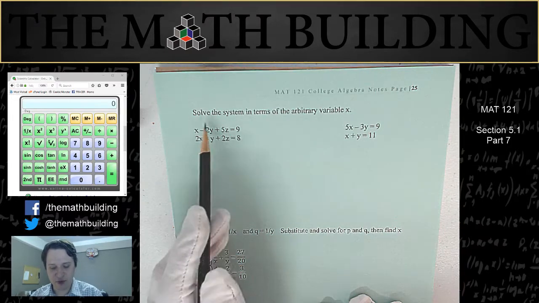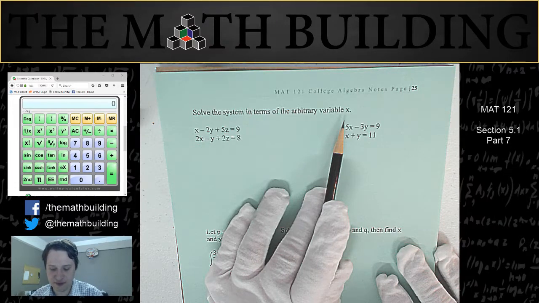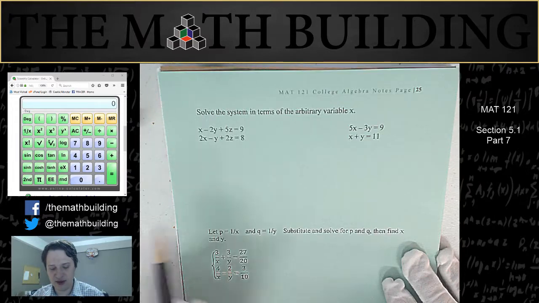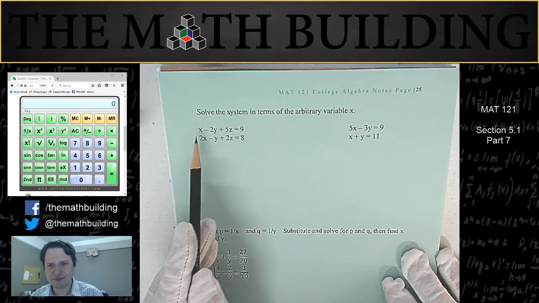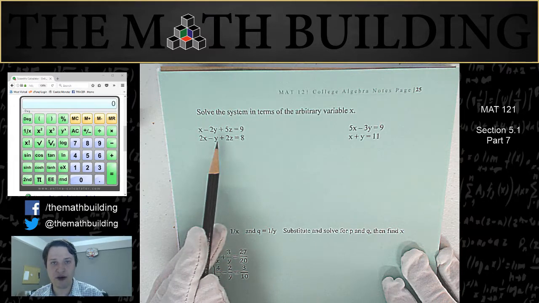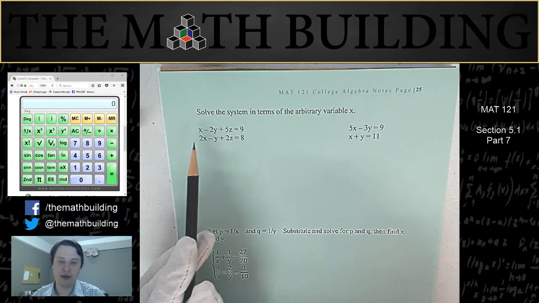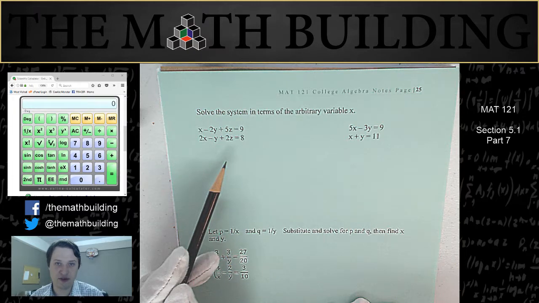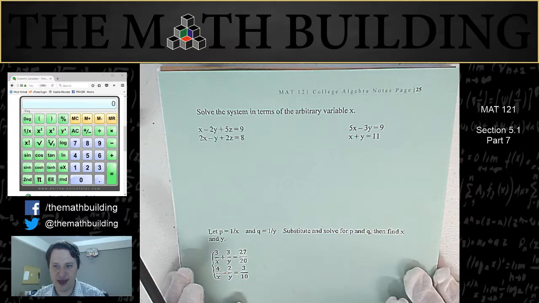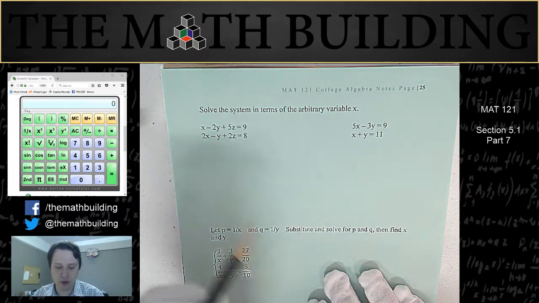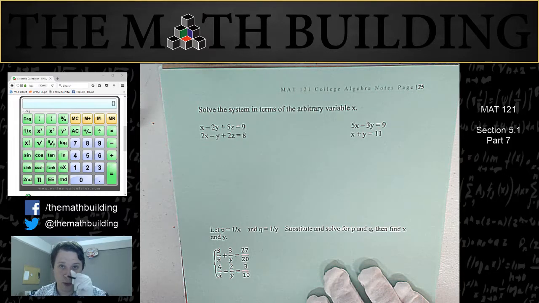Here we've got a different type of question. It says solve the system in terms of the arbitrary variable x. What that means is we have x, y, and z, and we only have two equations, but we have three variables. If we have more variables than equations, we automatically have an infinite number of answers. It would be nice if we could put every answer in terms of x. So we're going to eliminate y and eliminate z, and then we'll be able to put the answer always in terms of x.